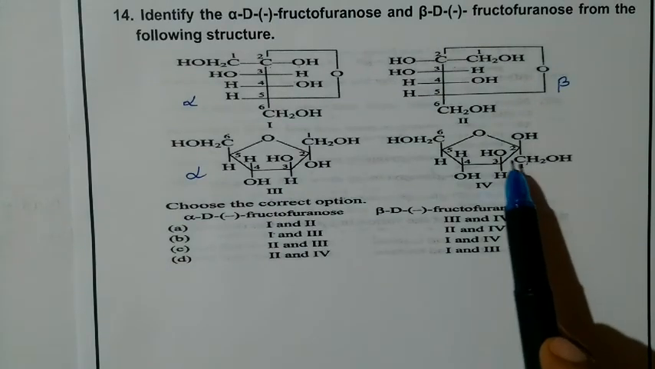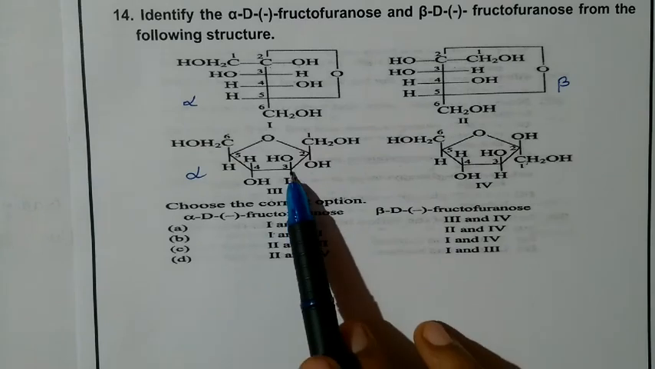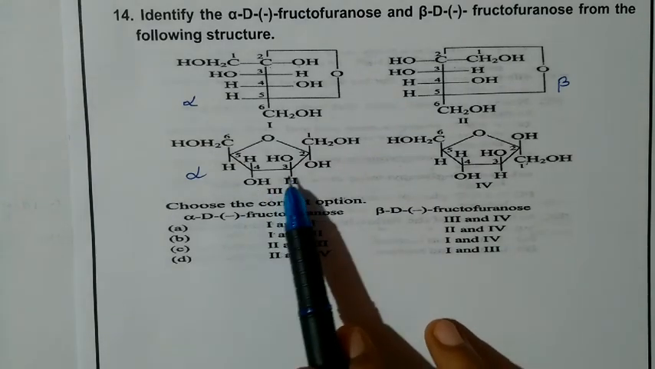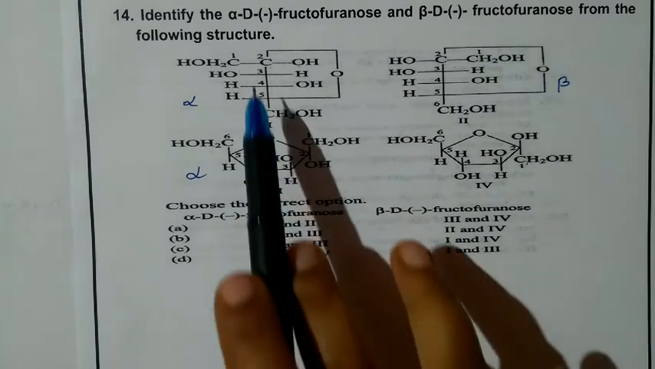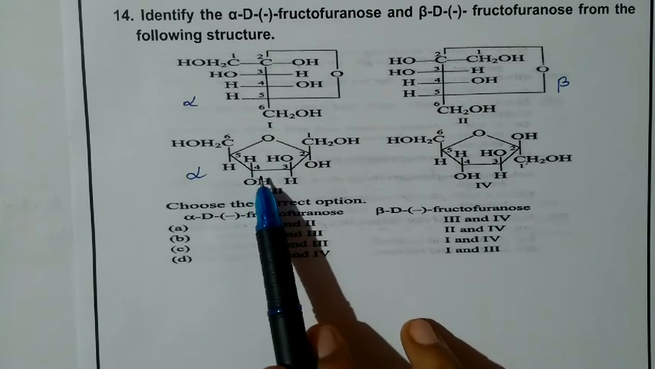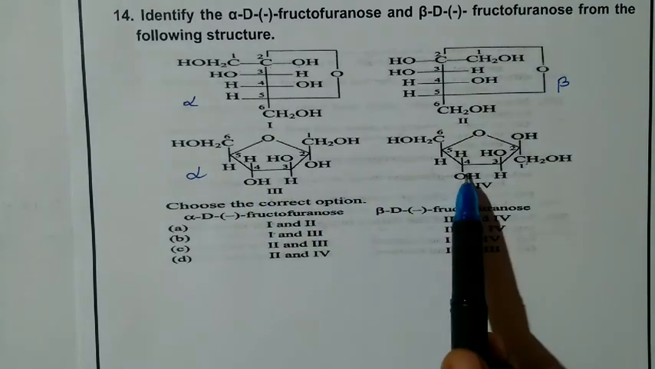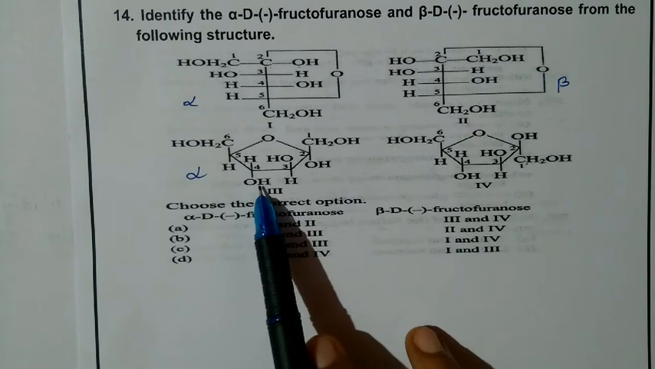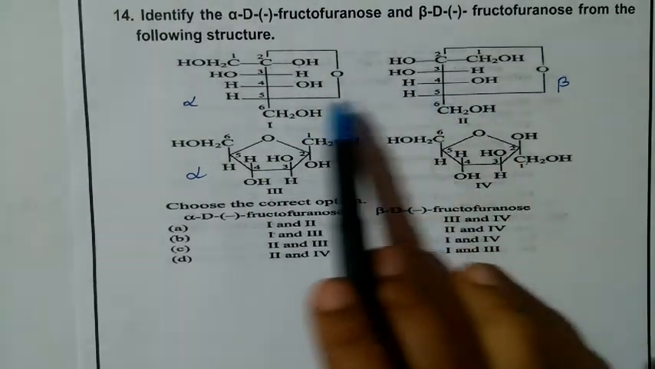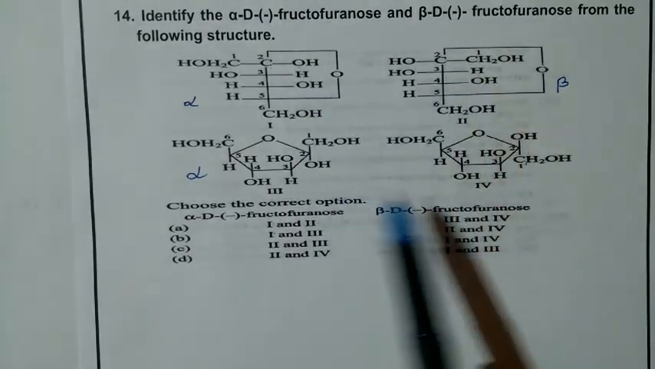Likewise, the remaining things as they are, you can observe the third OH and fourth OH. The third OH is above, which means it should be on the left side. The fourth OH is down. Here also it is down, and here also it is down. That indicates that it is present on the right side. So in both the cases, it is on the right side.